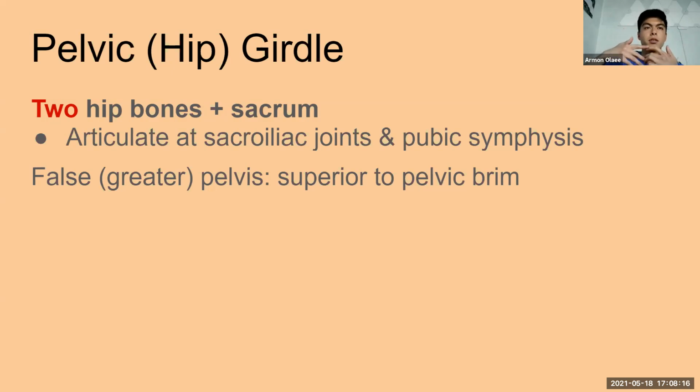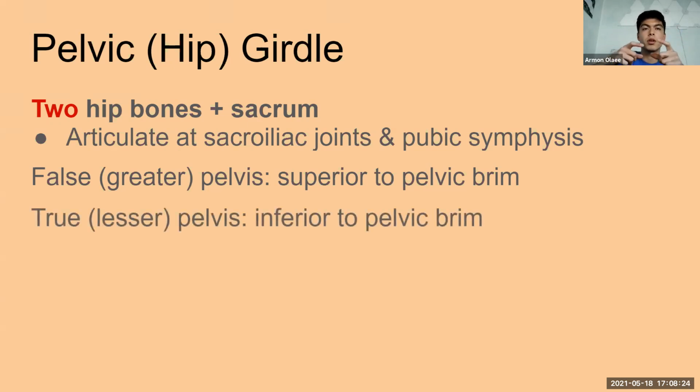You have a false or greater pelvis, which is the part of the pelvis that is superior to the pelvic brim. And you also have the true or lesser pelvis, which is inferior to the pelvic brim. The pelvic brim is that opening, the start of the circle that is within your pelvic girdle. Whatever is above that opening is your false pelvis, and whatever is below is your true pelvis.